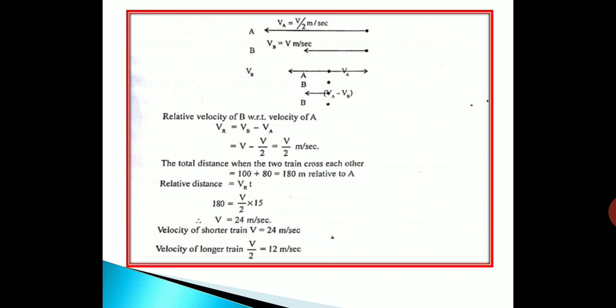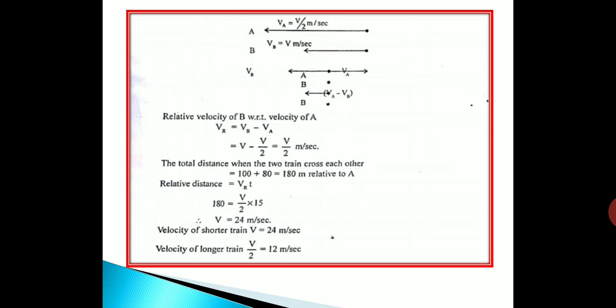So now, as per our formula of relative velocity, let us find relative velocity of B, because it is moving faster with respect to A. We will name relative velocity as VR. VR is equal to the difference between both, that is VB minus VA, which comes out to be V minus V by 2. Your answer is V by 2 meter per second. Okay, so now here we have to find what is V.